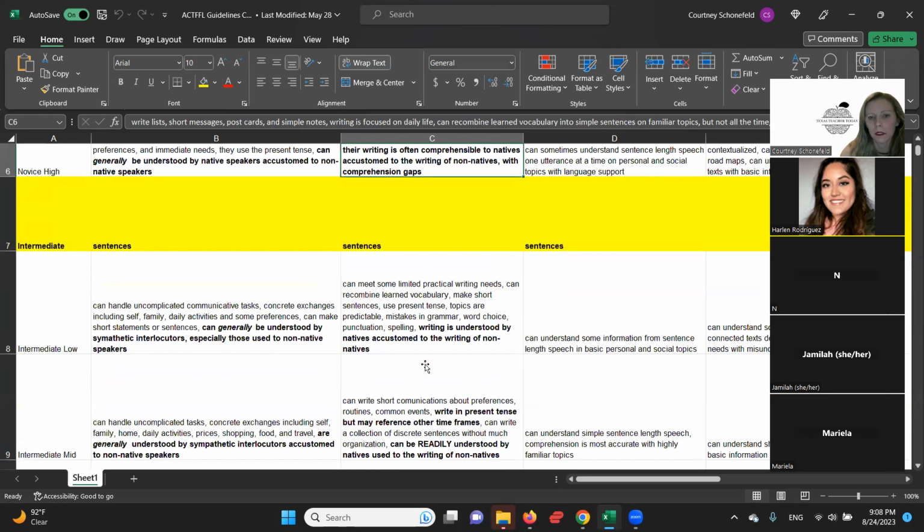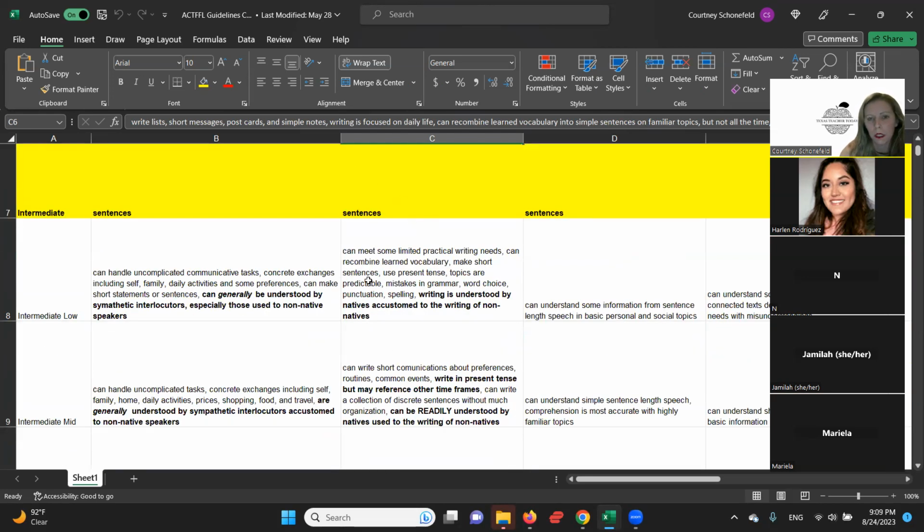So that's novice high. Next, we have intermediate low. They can meet some limited practical writing needs. They can combine learned vocabulary to make short sentences. They use the present tense, right? The topics they're talking about have to be predictable. They're still making mistakes, of course. Their writing is understood by natives accustomed to the writing of non-natives. So see how this is similar, right? They can generally be understood by sympathetic native speakers that are used to non-natives.